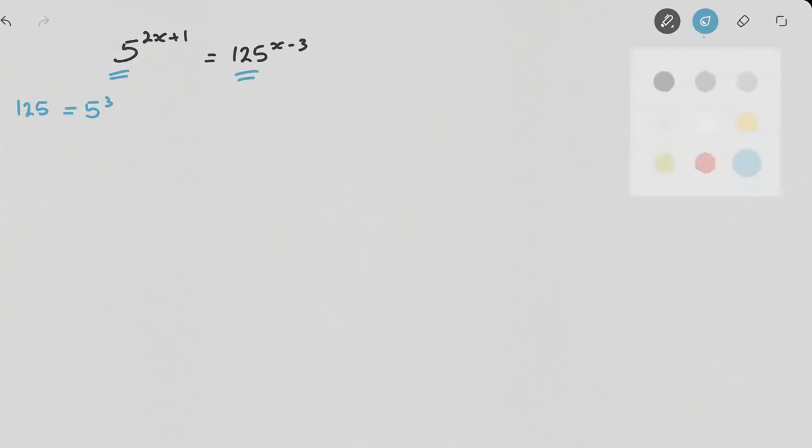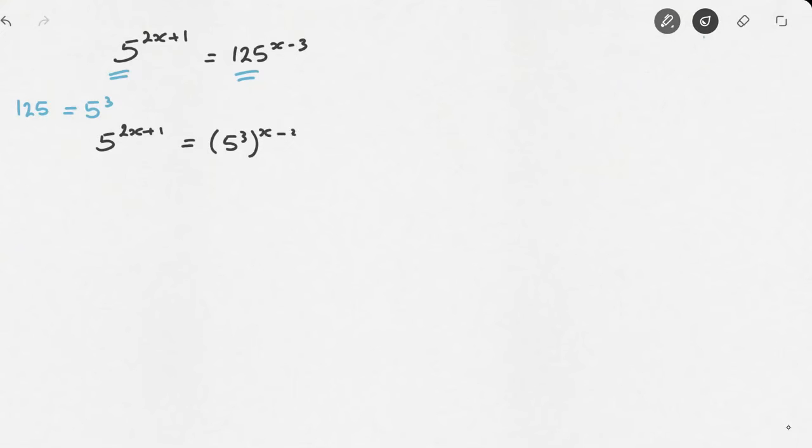And so using that fact, we can go ahead and rewrite this equation as 5 to the power of 2x plus 1 equals, in parentheses, 5 to the power of 3 raised to the power of x minus 3. Now simplifying this a bit, this leads us to 5 to the power of 2x plus 1 equals 5 to the power of 3 times x minus 3. Distributing that 3 across the parentheses leads us to 5 to the power of 2x plus 1 equals 5 to the power of 3x minus 9.